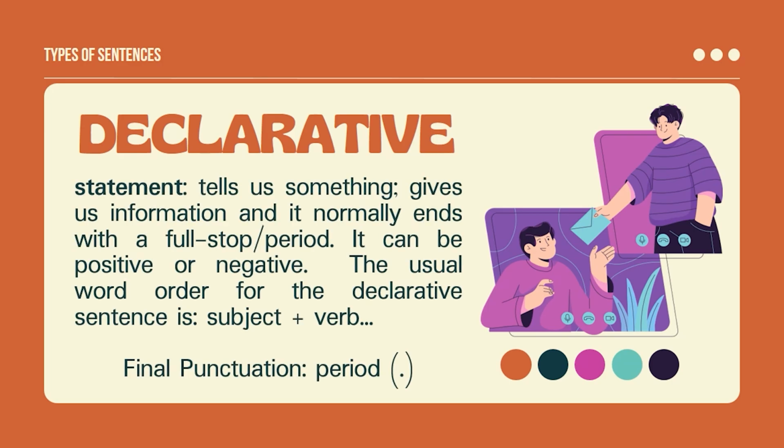A declarative sentence is a statement or it gives a statement. It tells us something, gives us information, and it normally ends with a full stop or period. It can be positive or negative. The usual word order for the declarative sentence is, first, you need to state the subject, and then afterwards, you add the verb. Always remember, the final punctuation mark should be a period.